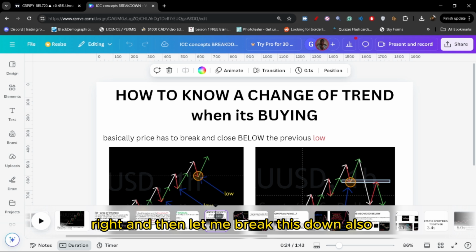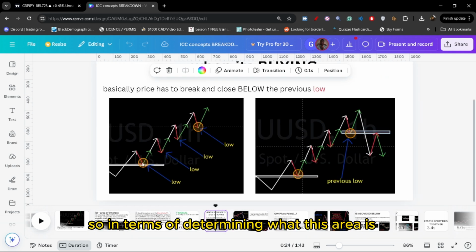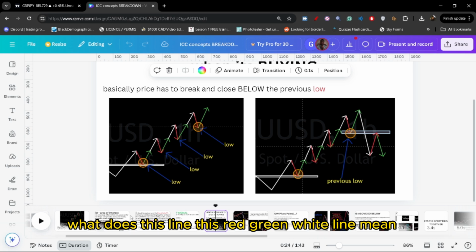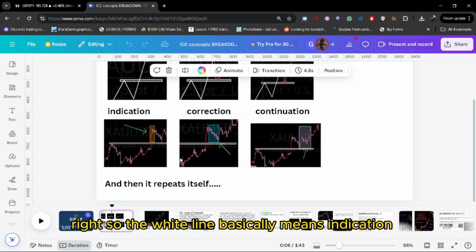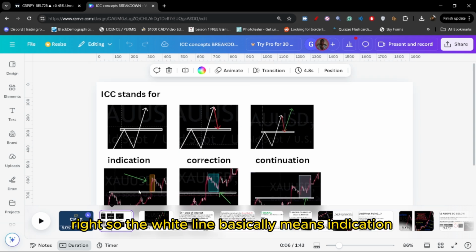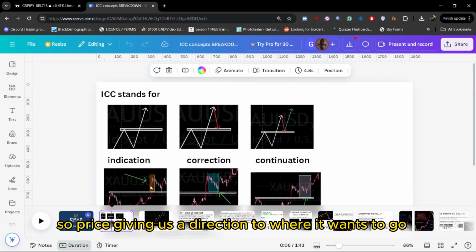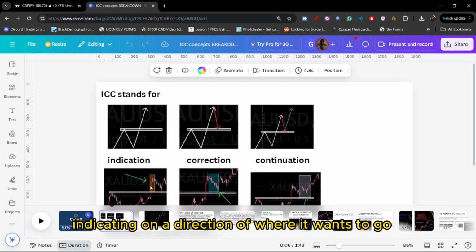And then let me break this down also. Same thing here. So in terms of determining what this area is, this place has to have at least two sell candles. Now you might ask yourself, okay, what does this red, green, white line mean? Well, it's basically the strategy that I use called the ICC concept. So the white line basically means indication, so price giving us a direction to where it wants to go, or indicating a direction of where it wants to go. And then the red line means correction, right?